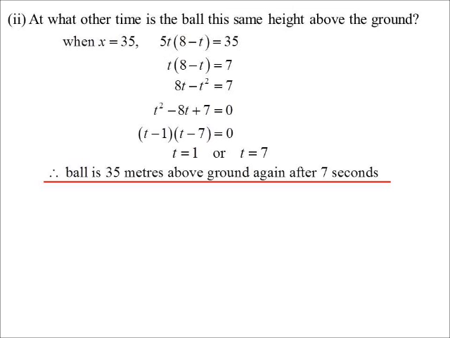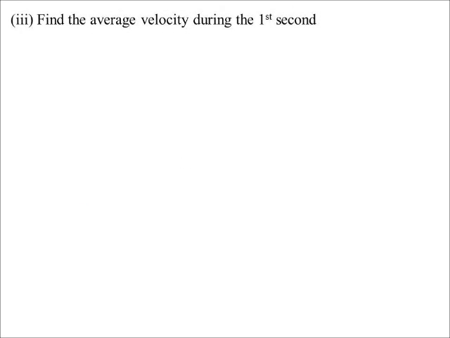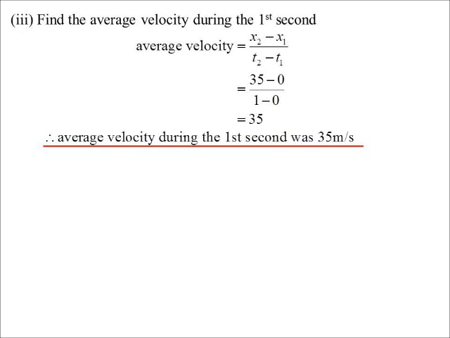Now, the average velocity would be the change in displacement over the change in time. Right? So x2 minus x1 over t2 minus t1. That's different to the average speed. Speed would be the change in distance. Let's have a look at the average velocity during the first second. Well, I know that after 1 second it was at 35 and it started at 0. So it travelled 35 in 1 second. So 35 metres per second.